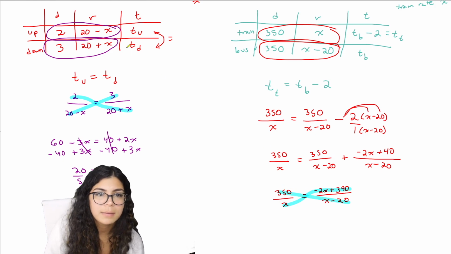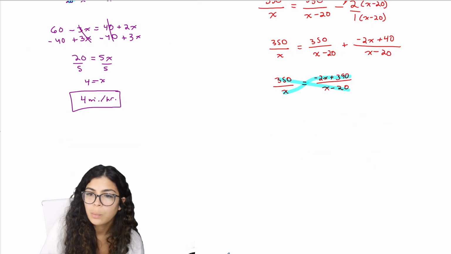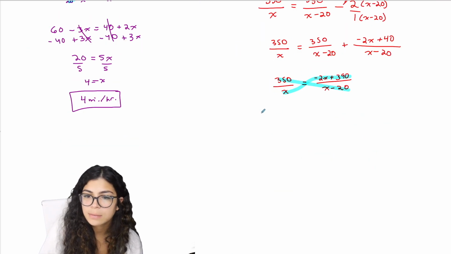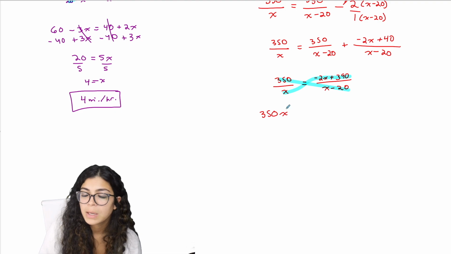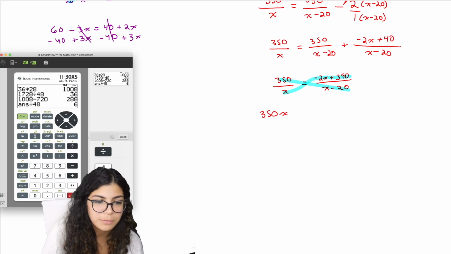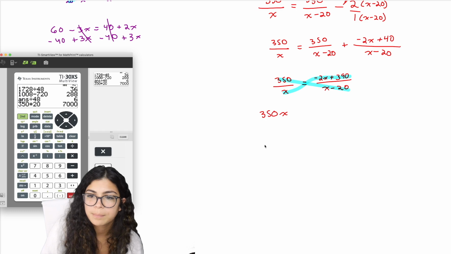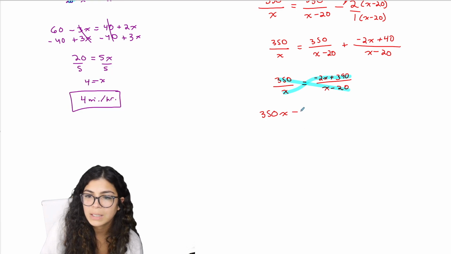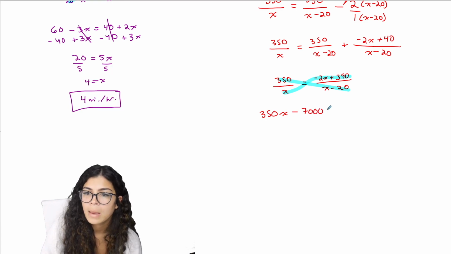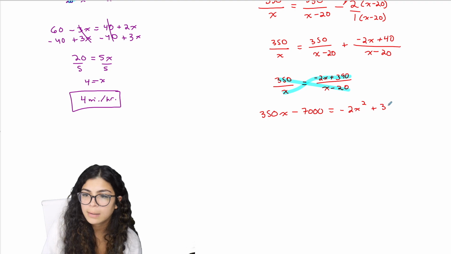And we get, let me scroll up a little bit, 350 times X, which is 350X. And then 350 times 20, I believe, is 7,000, but let me verify. 350 times 20 is 7,000. So we got negative 7,000. X times negative 2X would be negative 2X squared. X times 390 is 390X.